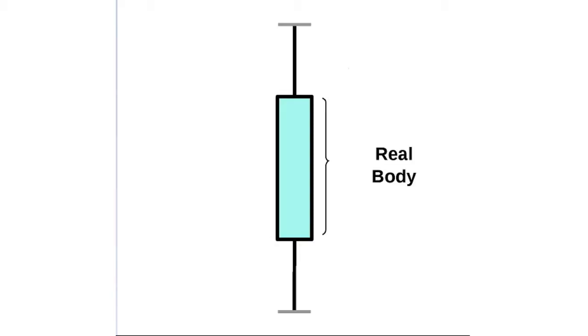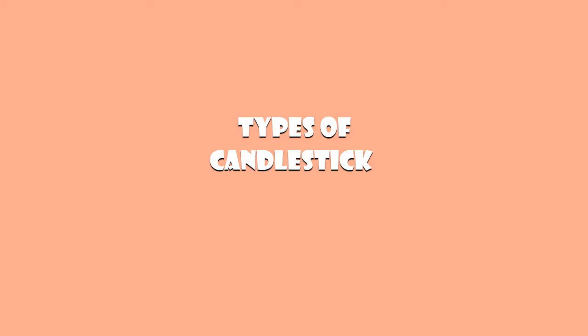Each candlestick consists of three parts. The rectangular shape is known as the real body of the candlestick. The line drawn above the real body is known as the upper shadow, while the line drawn below the real body is known as the lower shadow.